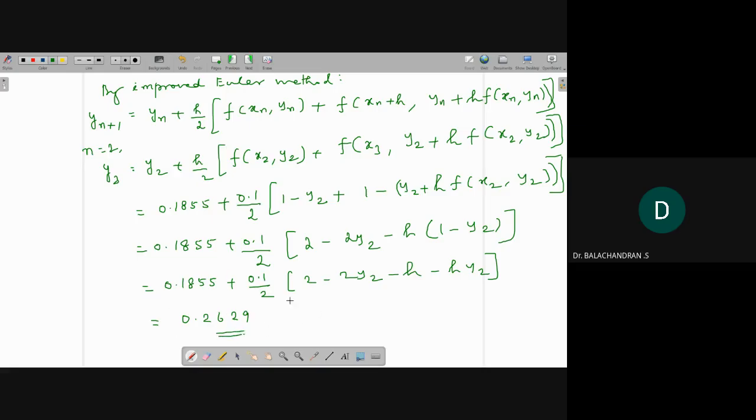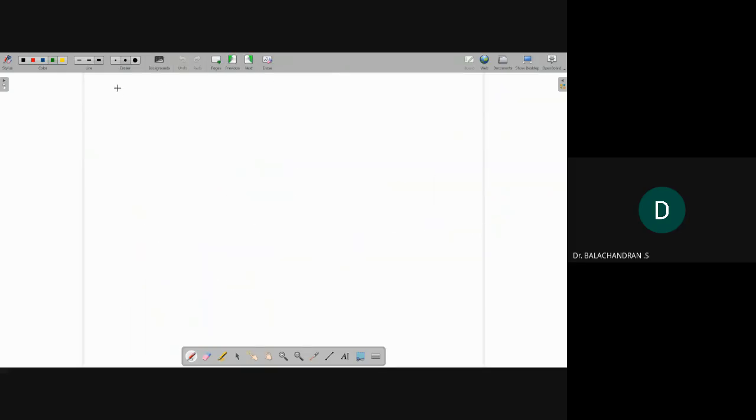I think you got the same answer. If you got a different answer, you can tell me. Okay, now we have y1, y2, y3. Now we need to find y4 by using Milne's method. So first, by Milne's method, we need to use the predictor formula.